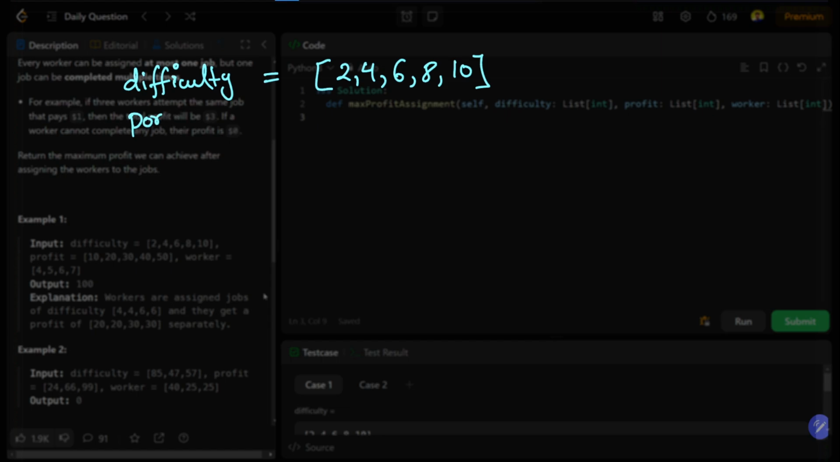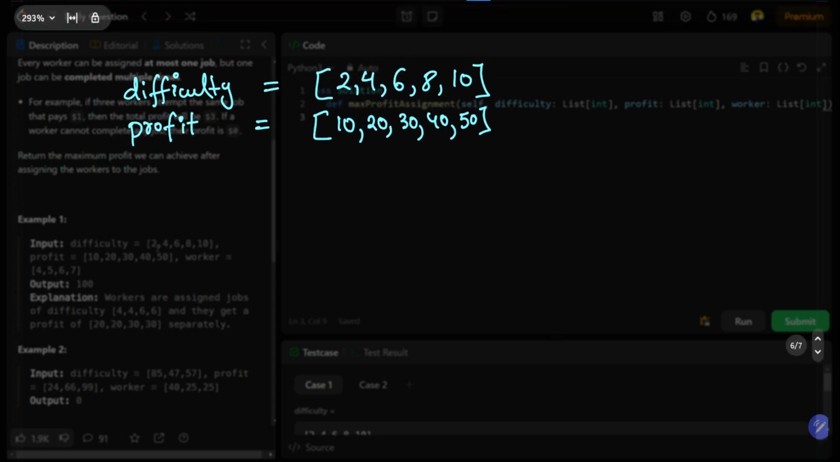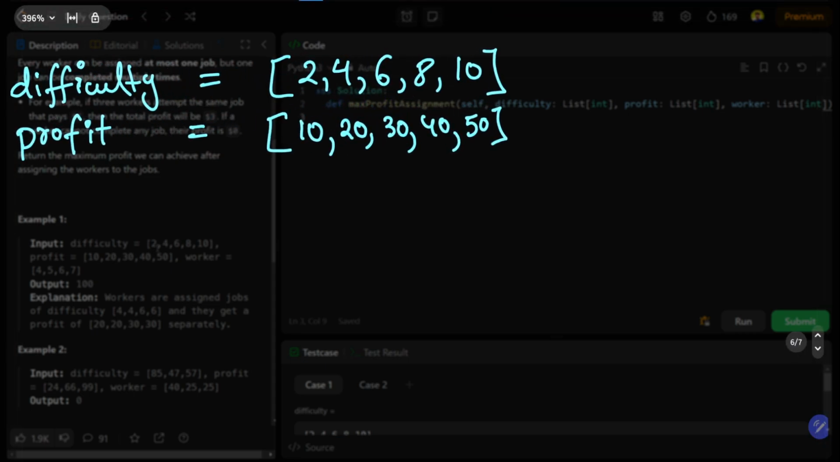A worker can do a job if the job's difficulty level is equal to or less than their own difficulty, and they get that particular amount of profit. So a worker doing the job with difficulty level 2 can get the profit 10. For 4 it is 20. For 6, it is 30. For 8, it is 40. And for 10, it is 50. So these are the profits given to us if we do that sort of job with particular difficulty levels.